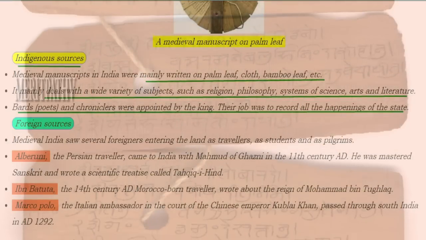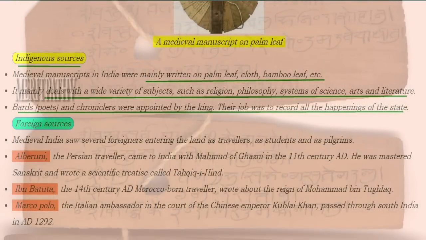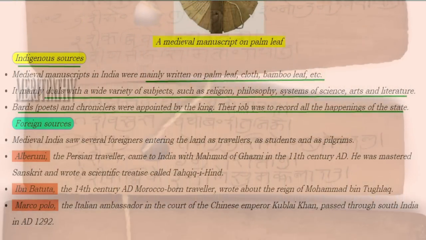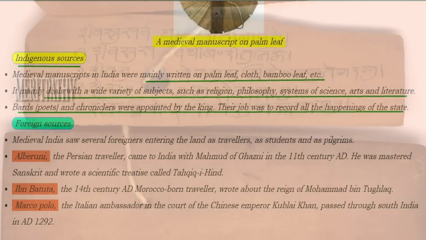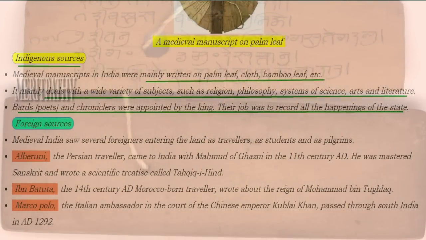There were some people called bards or poets and also chroniclers. They were appointed by the king. Their job was to record all the happenings of the state.